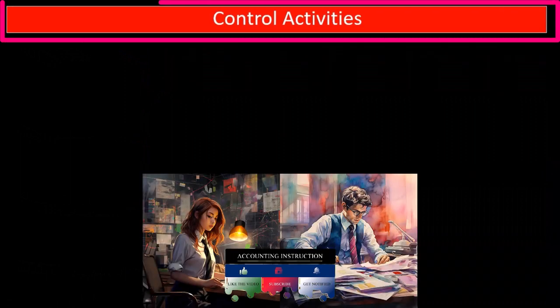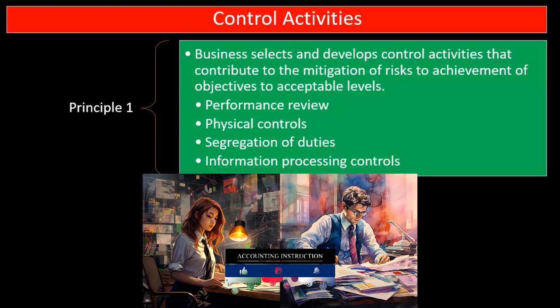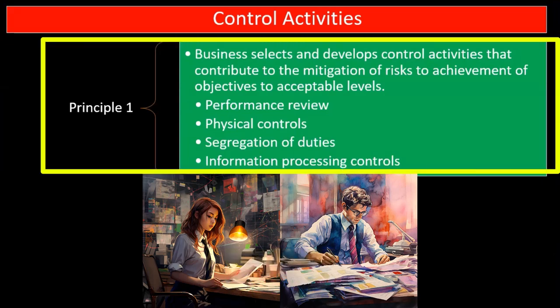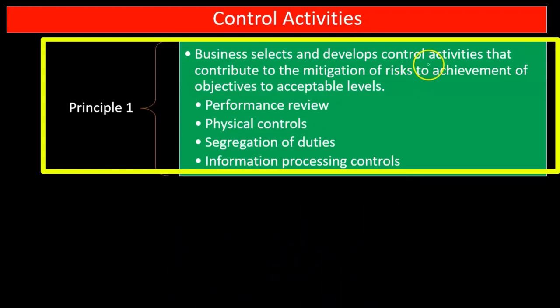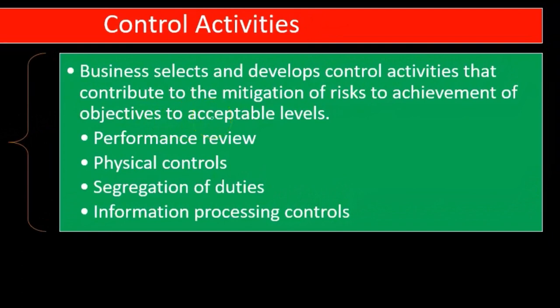Next, we'll take a look at the principles related to control activities. Principle number one, business selects and develops control activities that contribute to the mitigation of risks to achievement of objectives to acceptable levels. So now we're on basically the ground floor. We're talking about the control activities, the development and implementation of those control activities that are going to be put in place in order to contribute to the mitigation, the lessening of the risks to the achievement of objectives to acceptable levels.